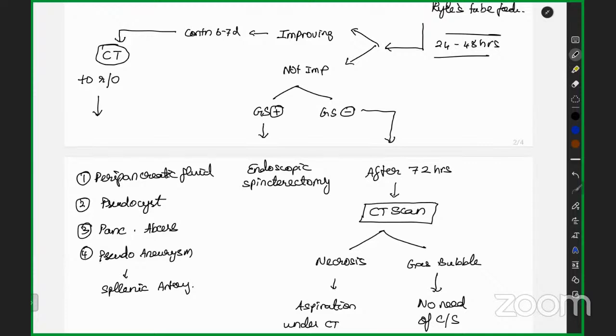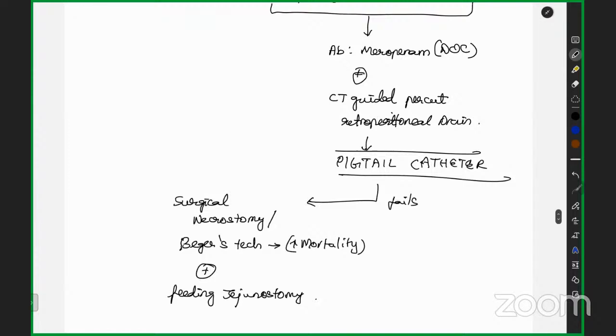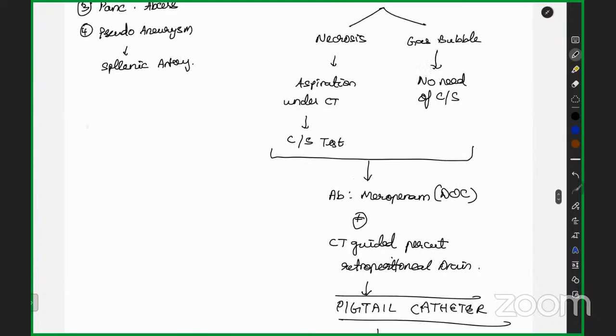If my patient is going to have acute necrotic collections, necrosis is there, then I'm going to go for a pigtail catheter followed by necrostomy, surgical necrostomy. If my patient is going to have a pseudocyst, what will I do? What will be my management?